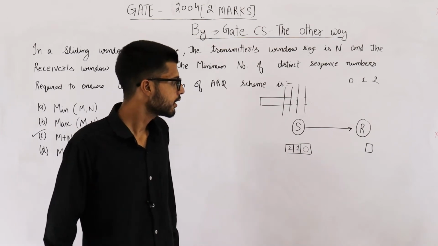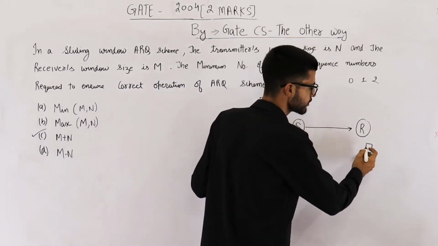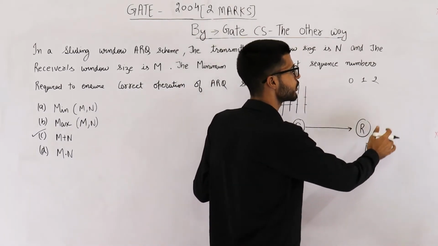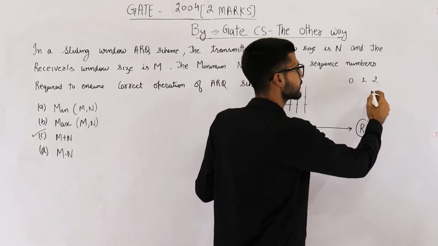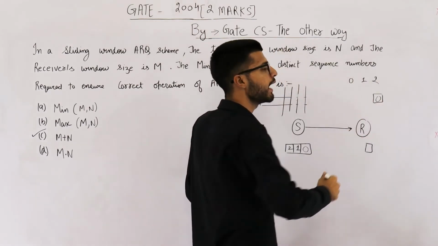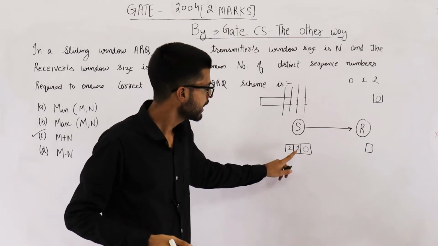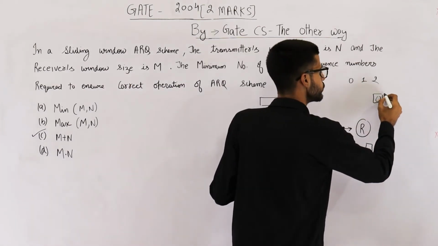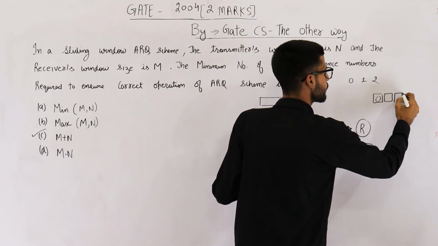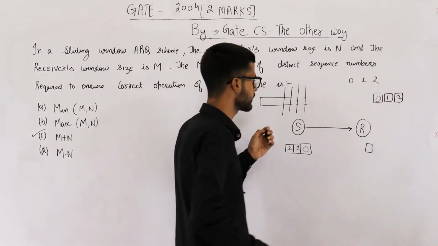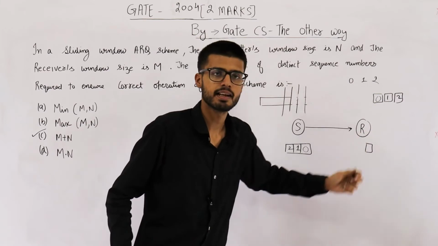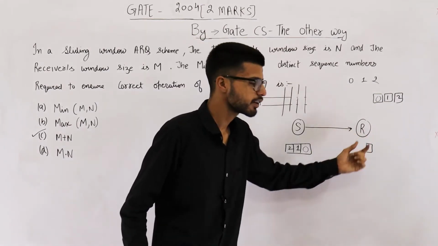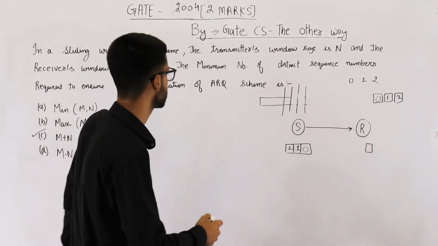Now say packet number 0 has reached here. It will be kept in the window. The receiver will take this packet number 0 and consume it. Then suppose this one and this one are also received, so it will consume both of these packets. Whatever data we sent till now is successfully received. The receiver will also send the acknowledgements side by side.